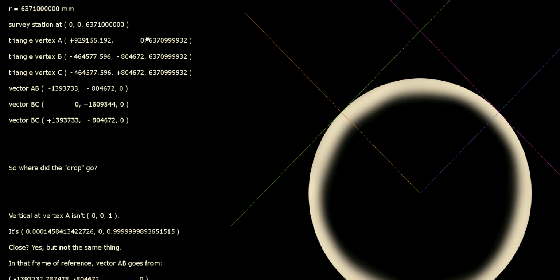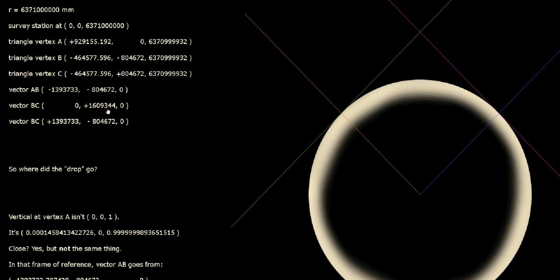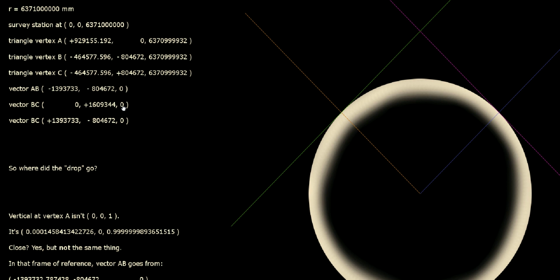And 0 is going from 6,370,999,932 to 6,370,999,932. There is 0 change in the z coordinate. There's no drop. Vector BC, you're not moving in the x direction. On the equilateral triangle, the line across the bottom of it was horizontal on the screen. There's no change in this coordinate from B to C, so it's 0 there. But you are going from negative 800,000 to positive 800,000, so that's plus 1.6 million. And again, there is no change in the z coordinate, so again 0, no drop.